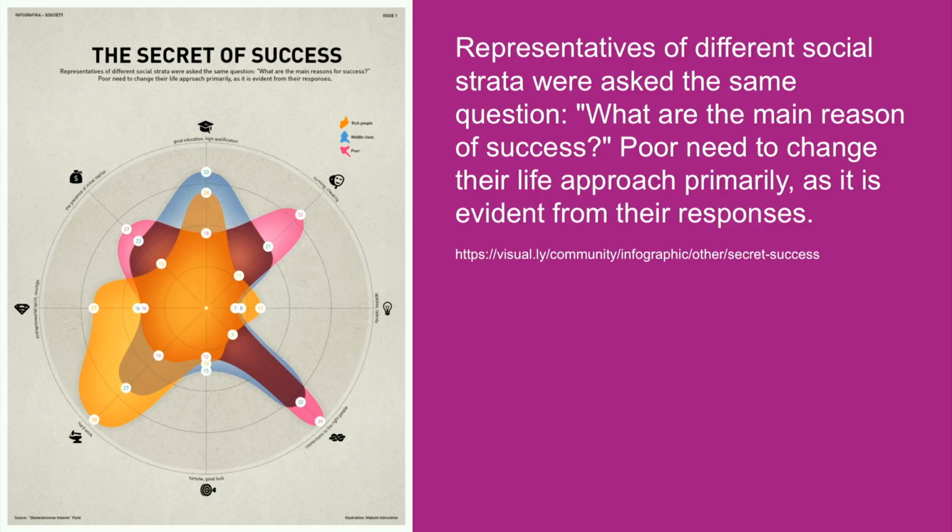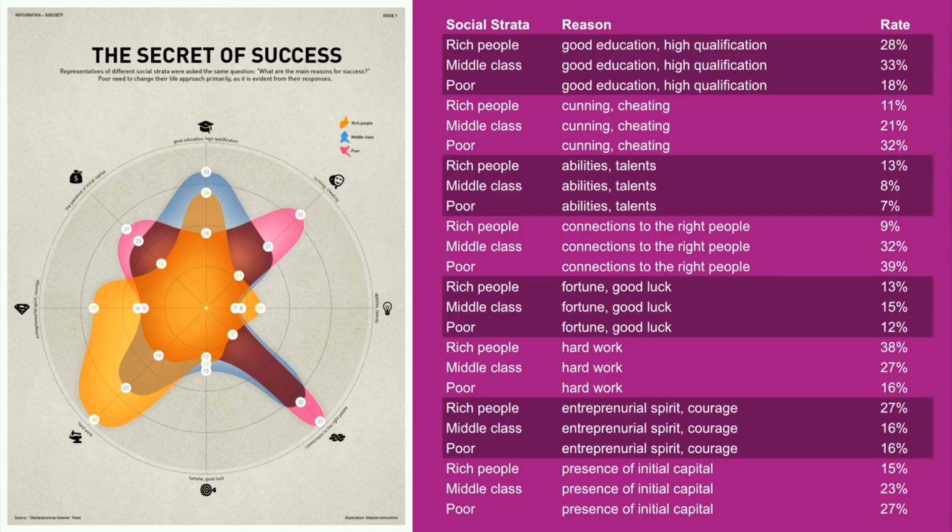It says that poor people need to change their approach to success because it's evident from the responses that they don't have the right idea of what the secrets are to success. What possible data could you have that would tell you that that is the outcome of the data set? Unless you magically know exactly what the secrets to success are. Do you think this data set had that in it? This data set had 24 rows. You are looking at the complete data set.